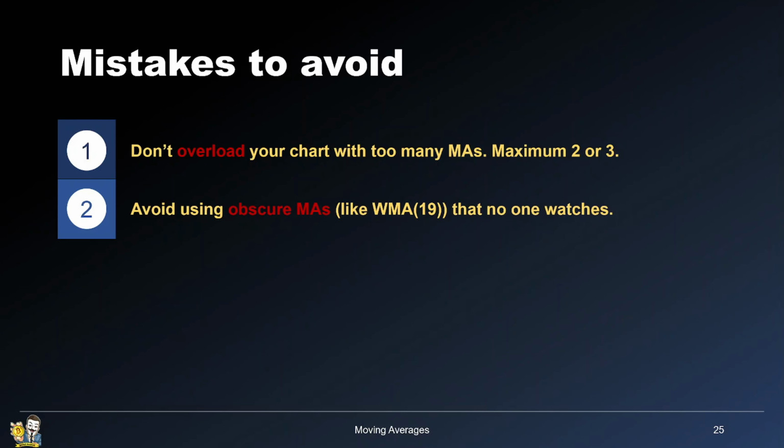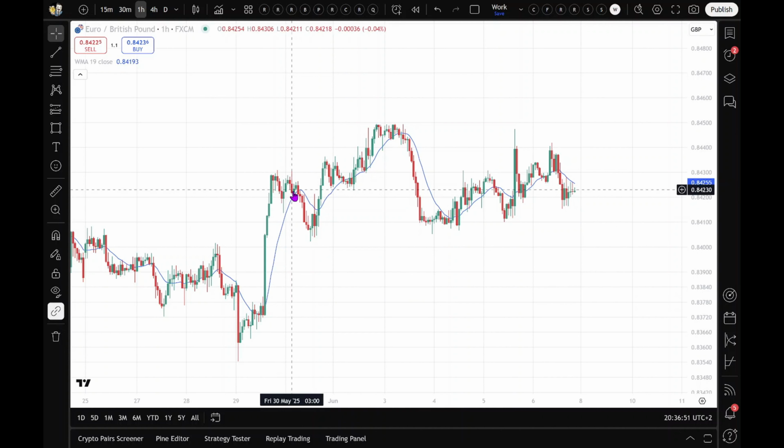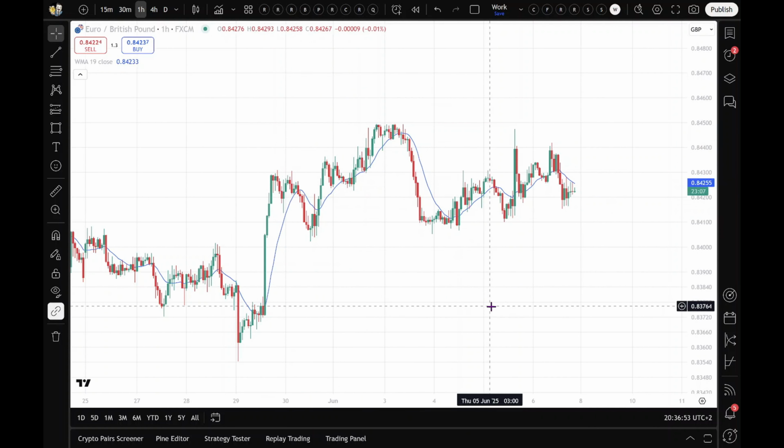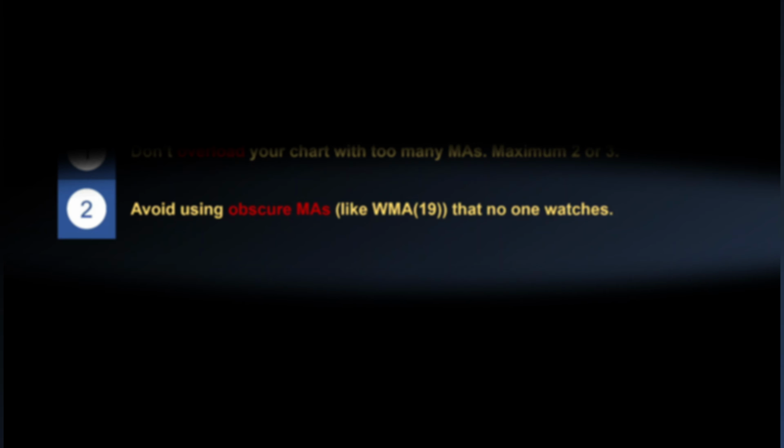Another mistake is using obscure moving averages like a WMA 19 that no one watches. For instance, if you're looking at a front-weighted moving average with a period of 19, chances are you're the only one watching it, and that defeats the purpose. Instead, focus on the well-known ones like the 20 SMA, 50 SMA, 9 EMA, or 200 SMA.